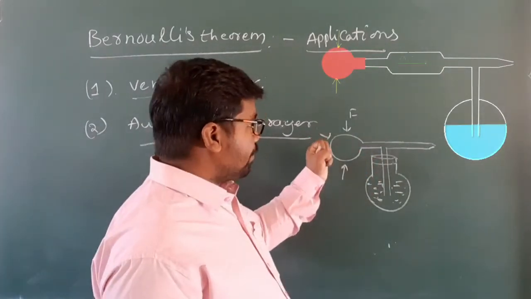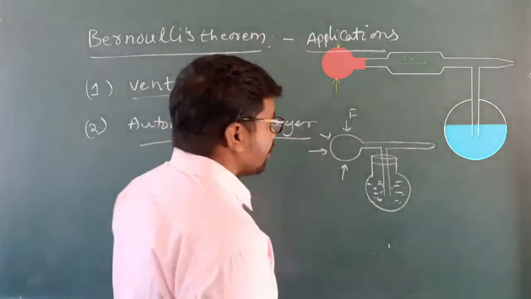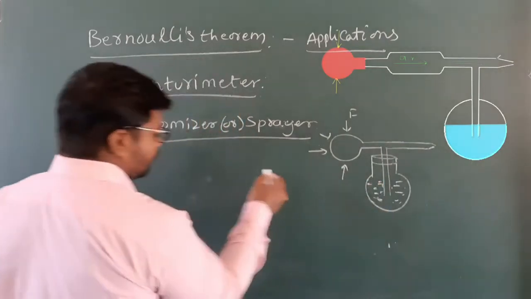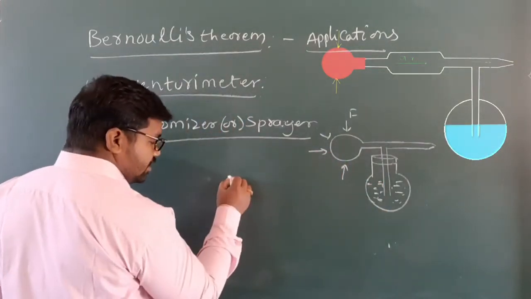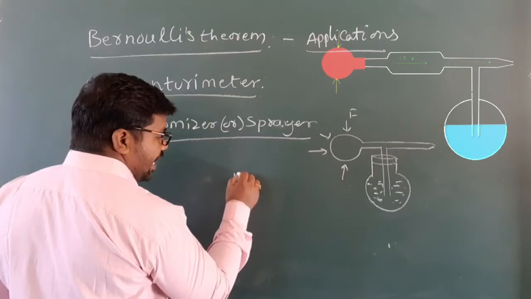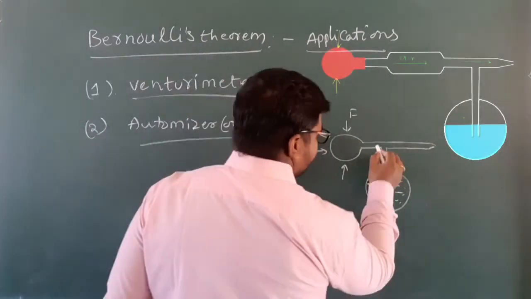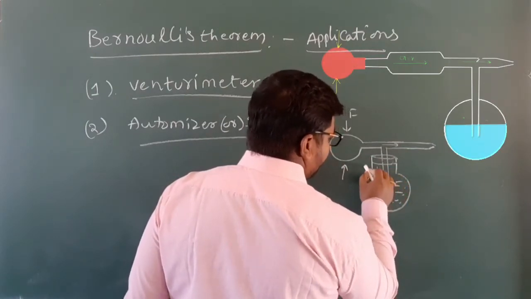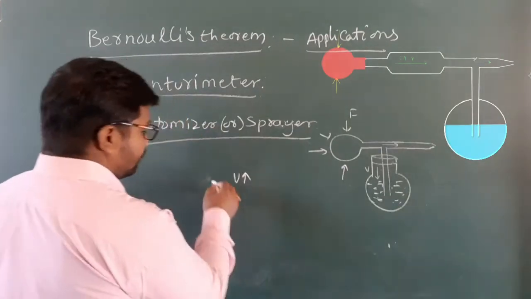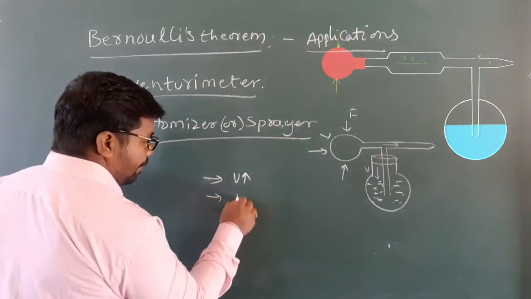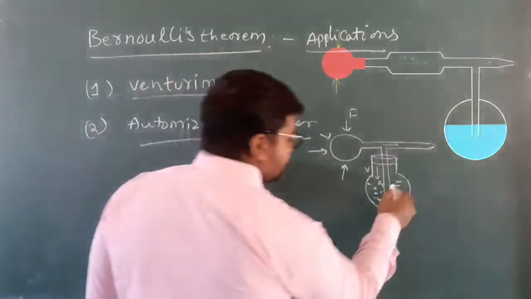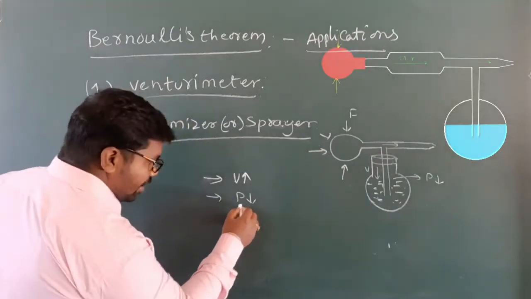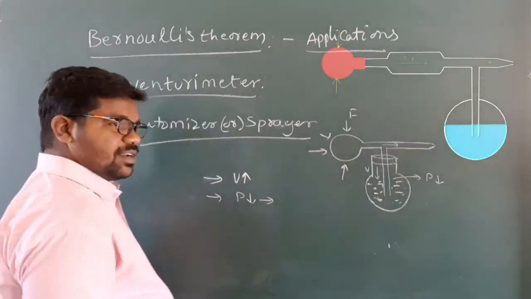If we compress the container, what happens? Velocity increases. Understand? So the velocity of the fluid increases. Here in this case also velocity increases. So when velocity increases, what happens? Pressure decreases. Inside the fluid, pressure decreases. So when pressure decreases, what happens?